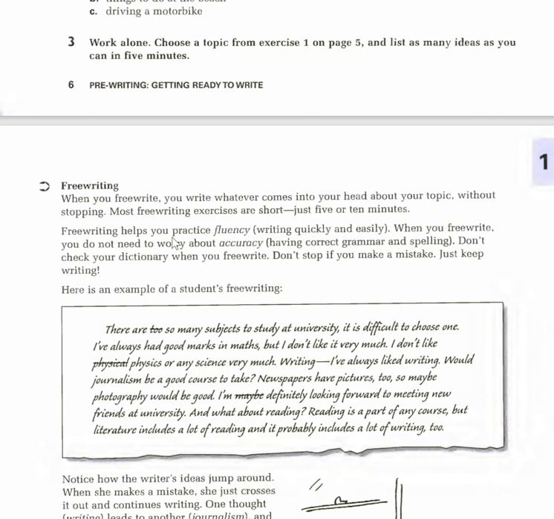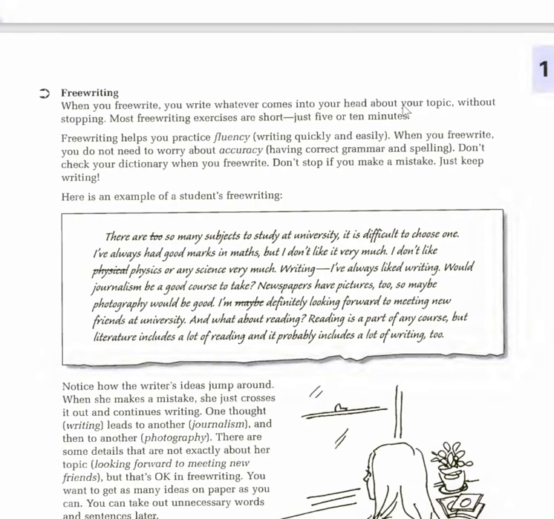The other one is free writing. When you free write, you write whatever comes into your head about your topic without stopping. Most free writing exercises are short, just 5 or 10 minutes, no more. For making a list you use 5 minutes, and for free writing you can write from 5 to 10 minutes.